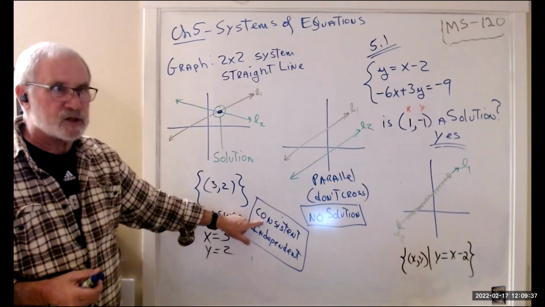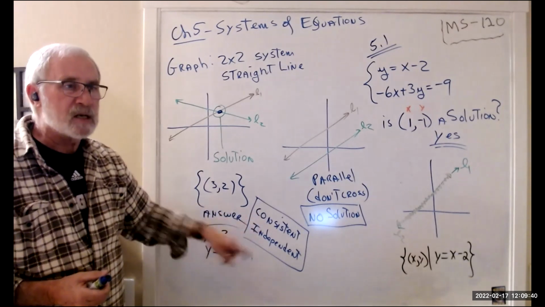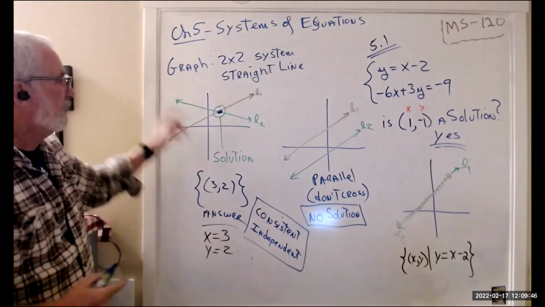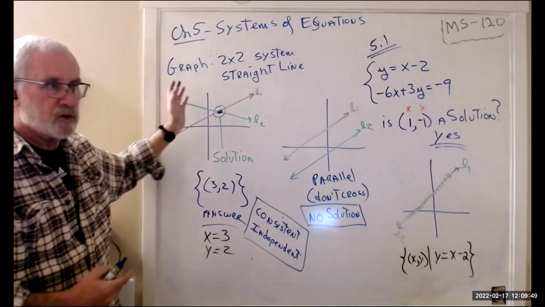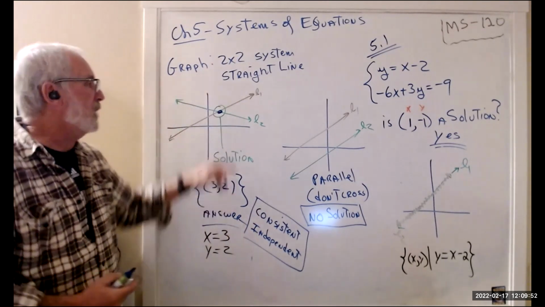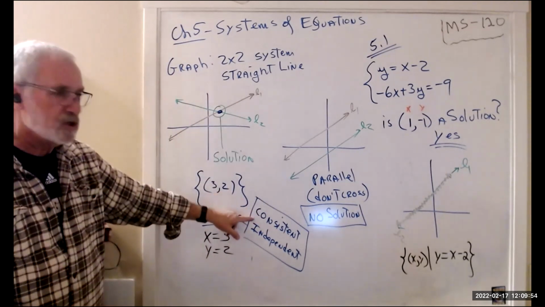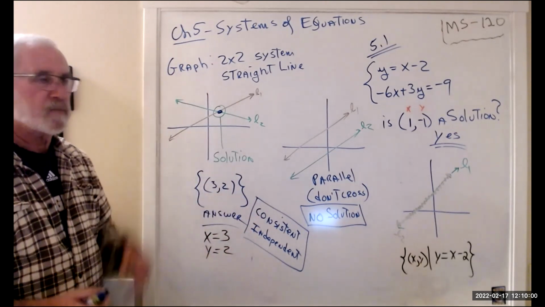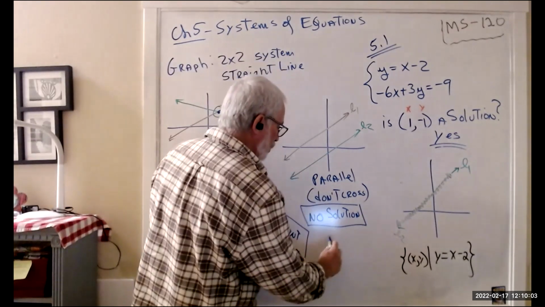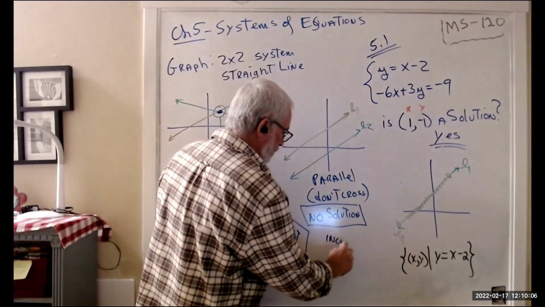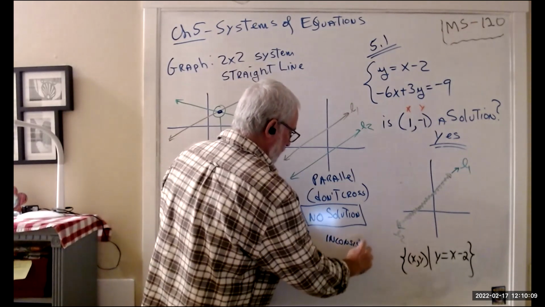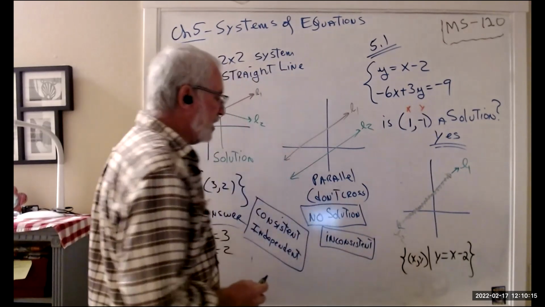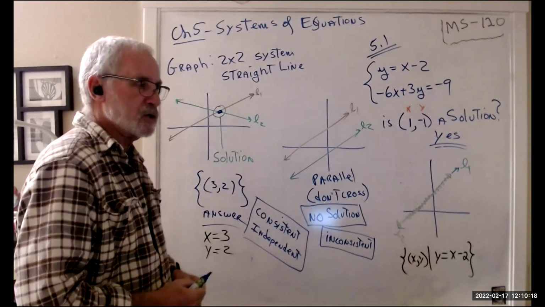Consistent means there's an answer. Independent describes the direction of the lines. The lines are going off in their own direction. They've got nothing to do with each other. One goes one way, one goes the other. They happen to cross. Great. Consistent means there's an answer. Independent means the lines go everywhere. Okay. This has no solution, so it's called inconsistent. That's just it. Inconsistent. No solution, inconsistent.